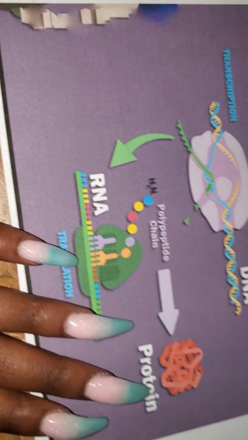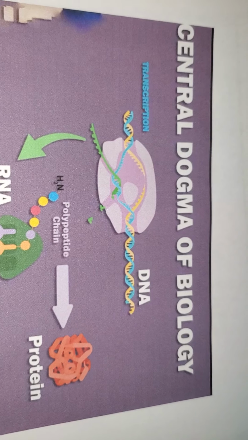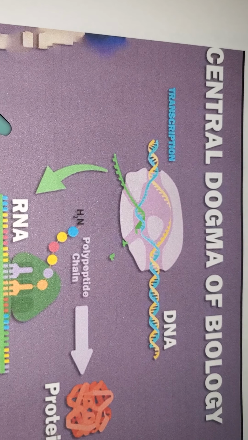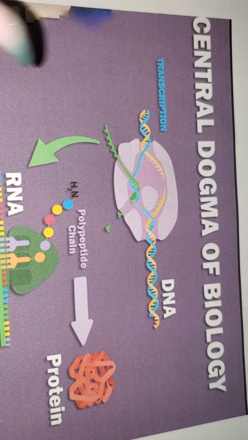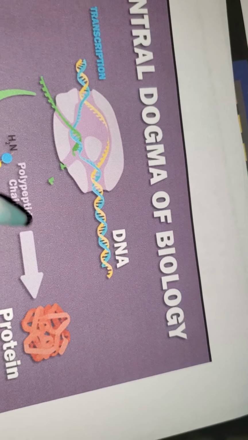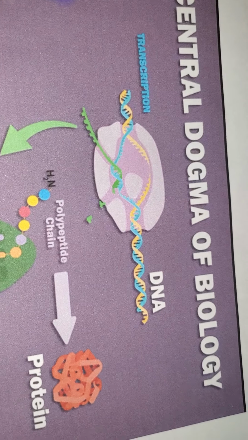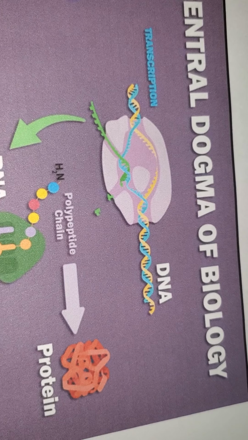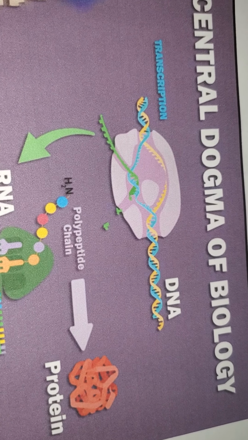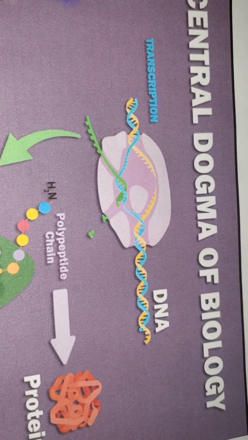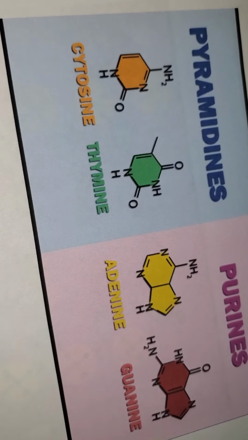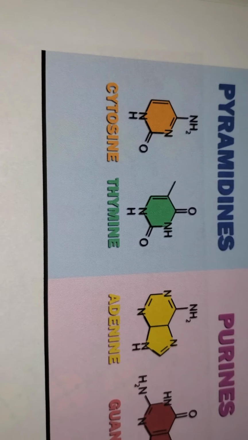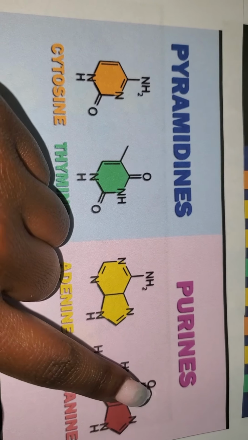Now, the central dogma of biology. The central dogma of biology describes how this genetic information is used by the cell. The DNA is transcribed into RNA, which is then translated into proteins. The four nitrogen bases can be divided into these two groups: pyrimidines and purines.